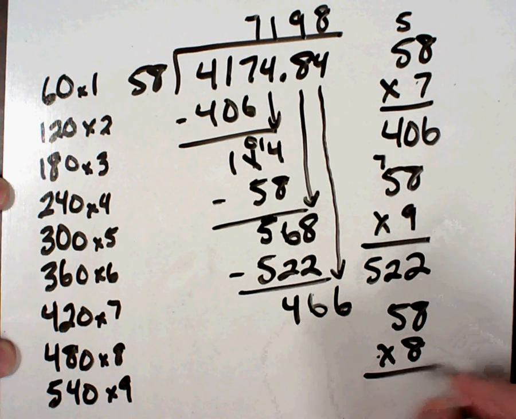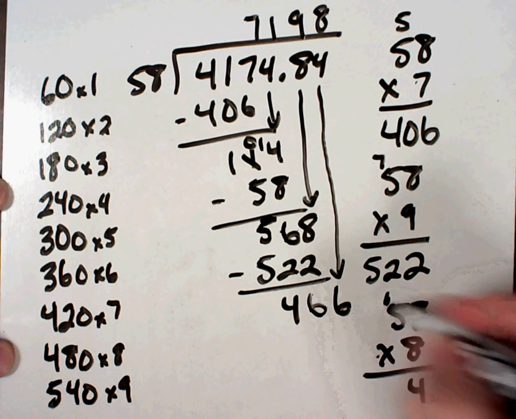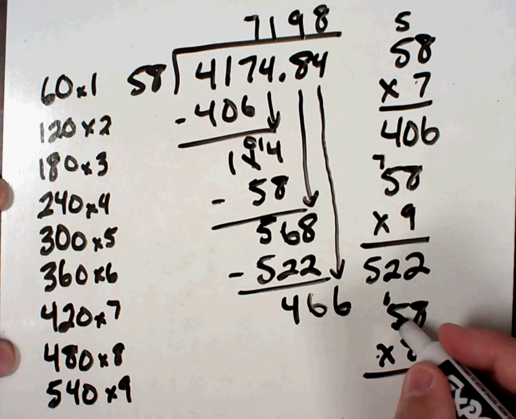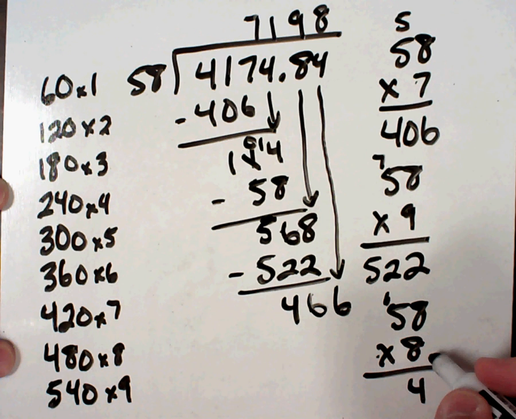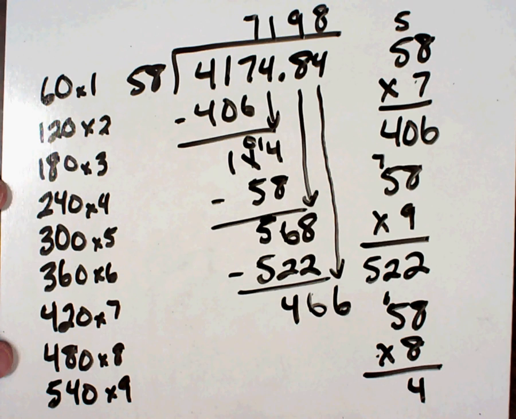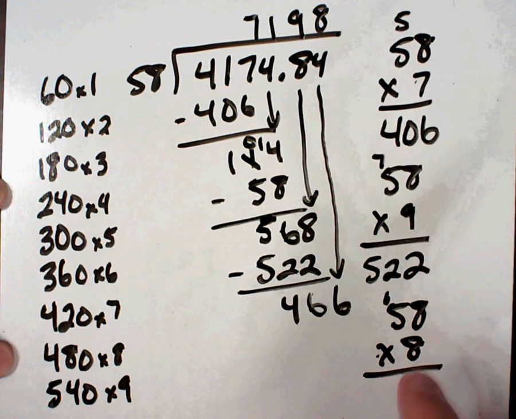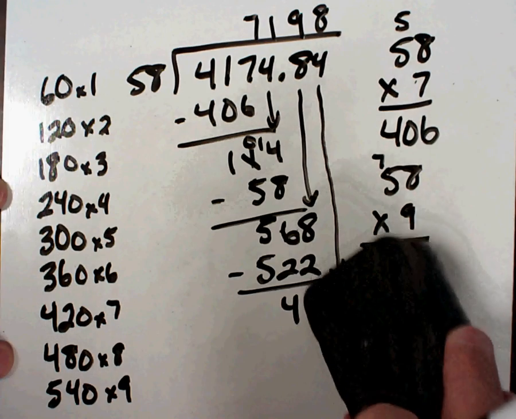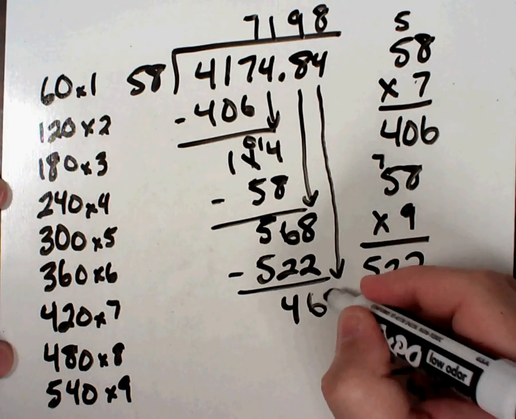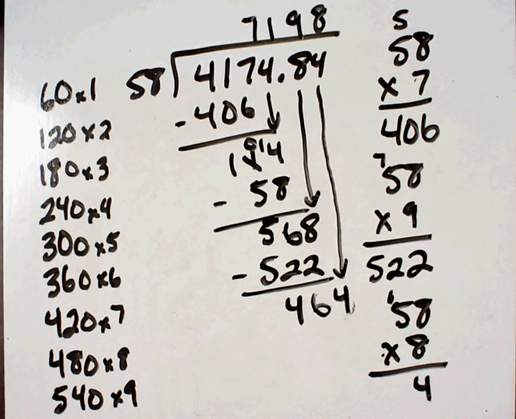58 times 8. 8 times 8 is 64. Carry my 6. 8 times 5 is... No. Yeah, 8 times 8. Oh, I'm such a dork. Everybody see what Mr. Beckwith did wrong? It's like, that can't be right. This is a 4, not a 6. I'm not really sure why I did that. Hey, even teachers make mistakes sometimes. And look, you've got it on video, and it's on the internet, so that's awesome.